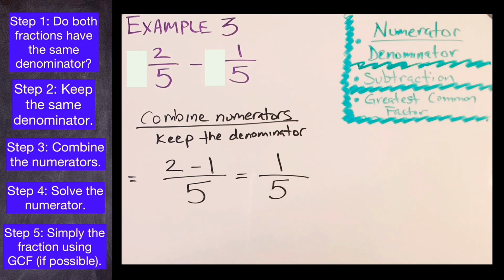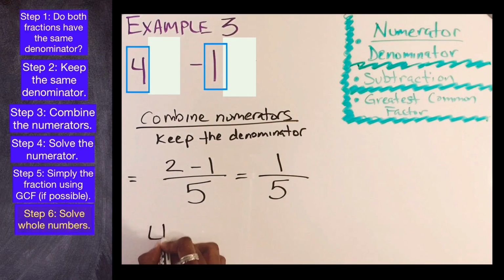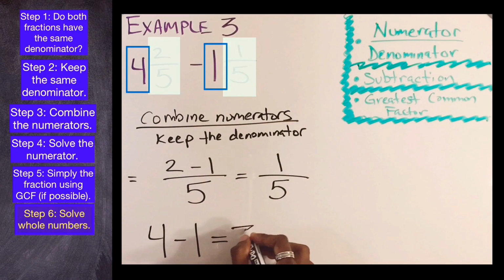Now we have our new fraction, but there's one part that we don't want to forget about to finish this off. We have to now uncover our two whole numbers and then combine those. Okay? So step number 6 is to combine and solve your whole numbers. So let's do that. Down here, we're going to write 4 minus 1. And that 4 minus 1 is equal to 3.